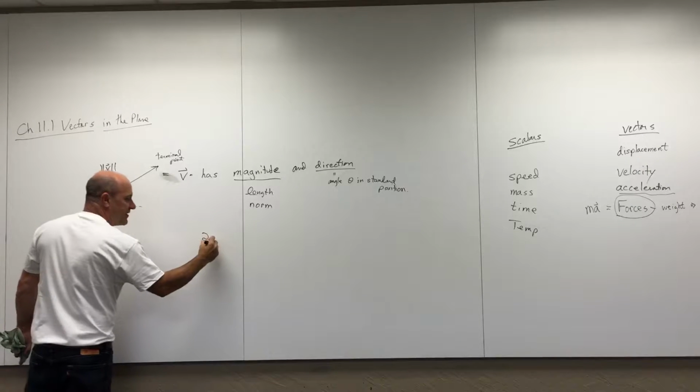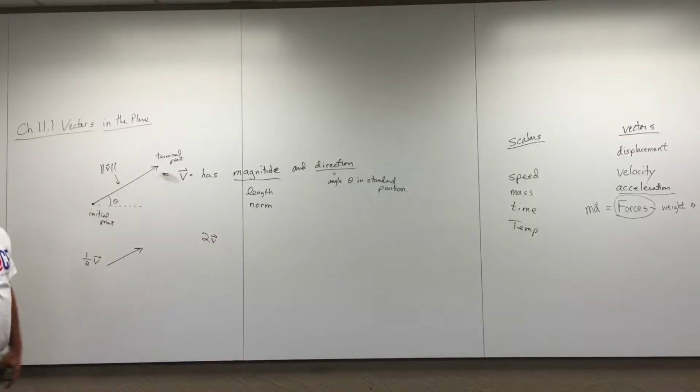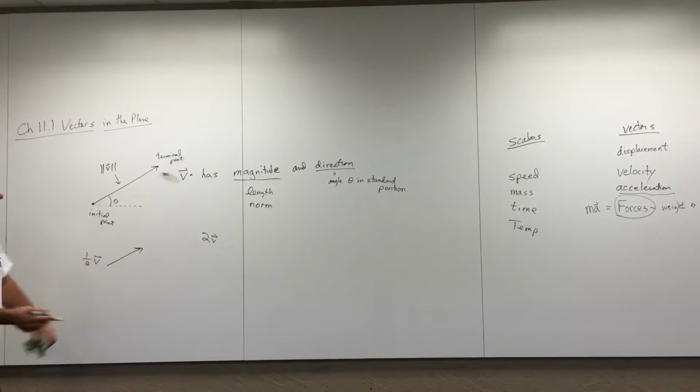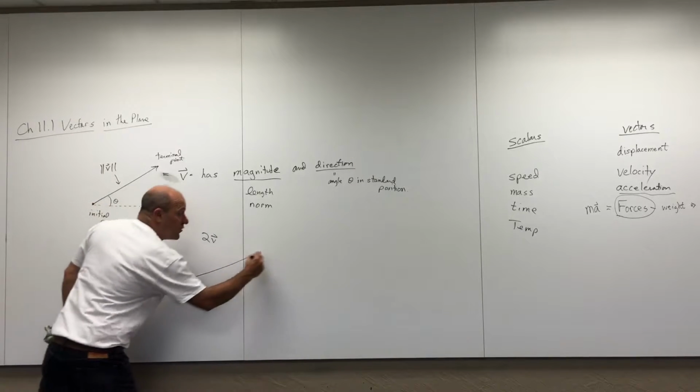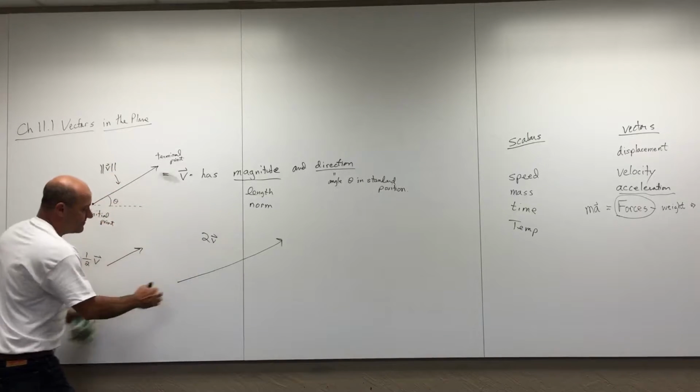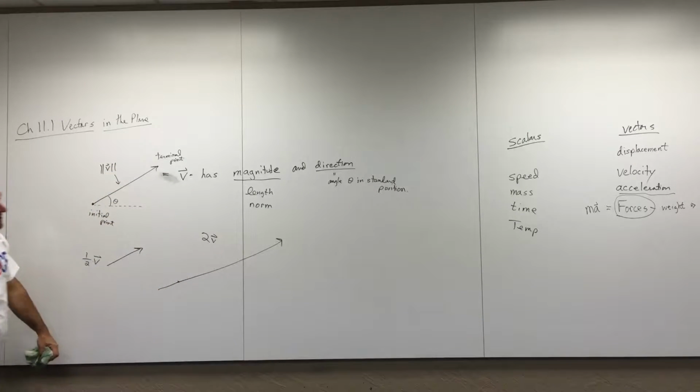What about 2v? Can you draw 2v? Same direction, which means parallel. Draw a parallel vector twice as long. That's what it means to multiply a scalar times a vector. When you multiply a scalar times a vector, it doesn't change its direction, but it does change its length.